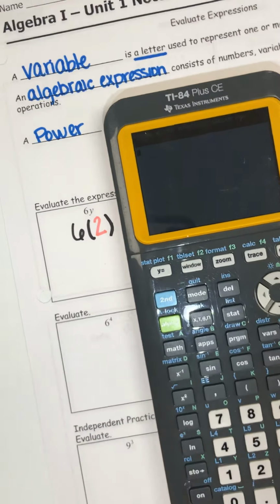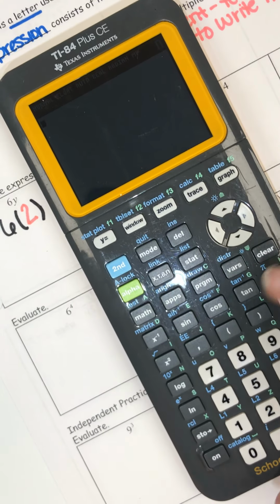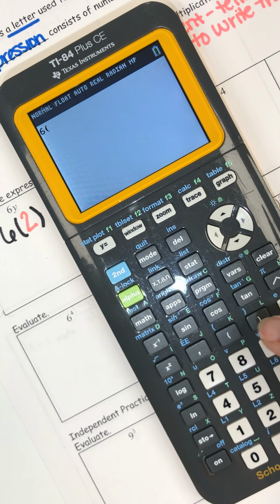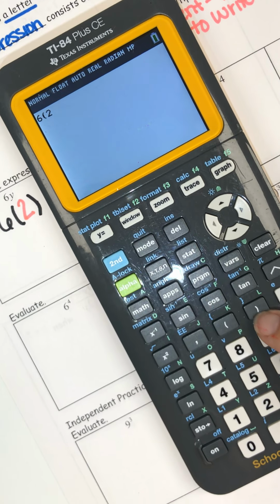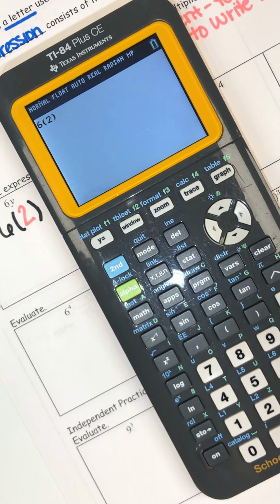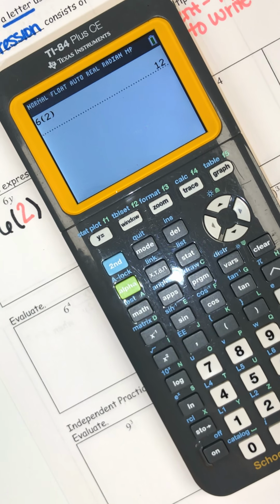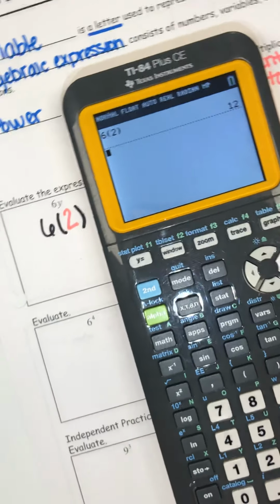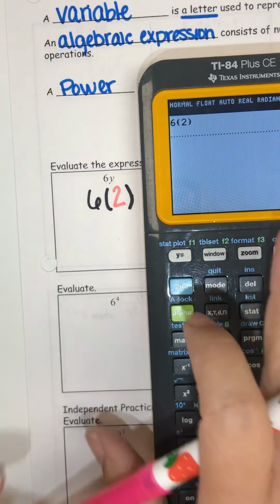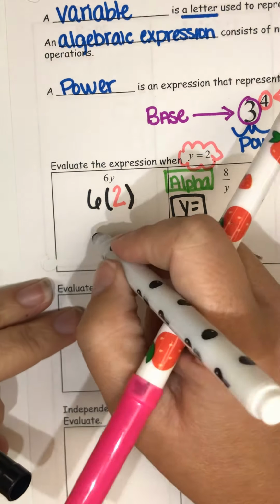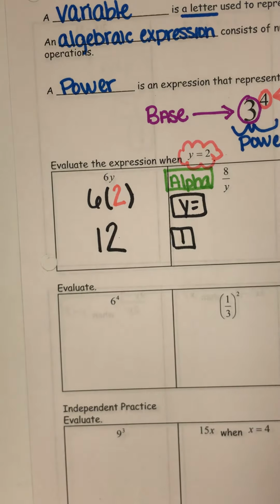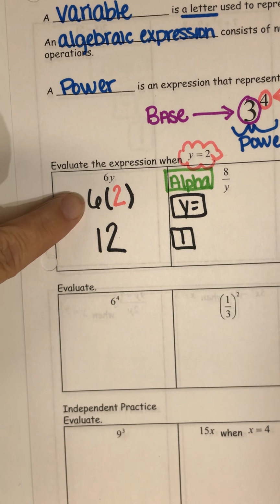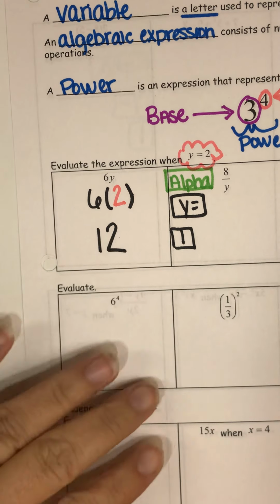In order to do that, on the calculator itself, you're going to hit 6 and then your parenthesis is above the 8. And then you're going to do 2, close your parenthesis, which is above the number 9. And then you're going to hit enter, and enter's in the lower right hand corner. You can see here that my answer is 12. So on the notes, you're going to write the number 12. When I say on the assignment, you need to show your work, this is the step that you need to include.